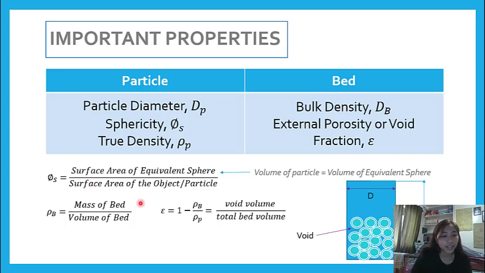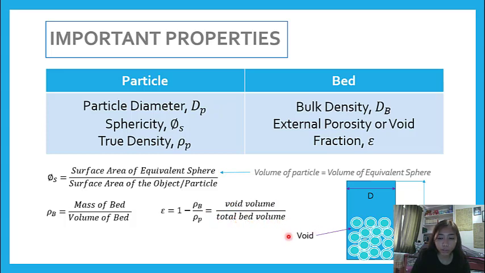Okay? Next, we also have here the formula for bulk density, which is equal to the mass of the bed over the volume of the bed. Mass of this bed over the volume of this bed. We also have here the formula for computing the external porosity or void fraction. It is equal to 1 minus bulk density over true density. And it is also equal to void volume over total bed volume.